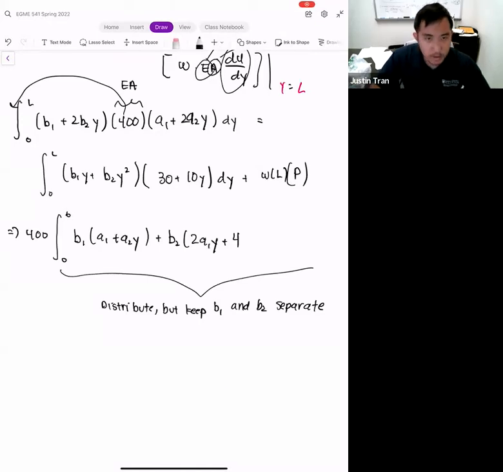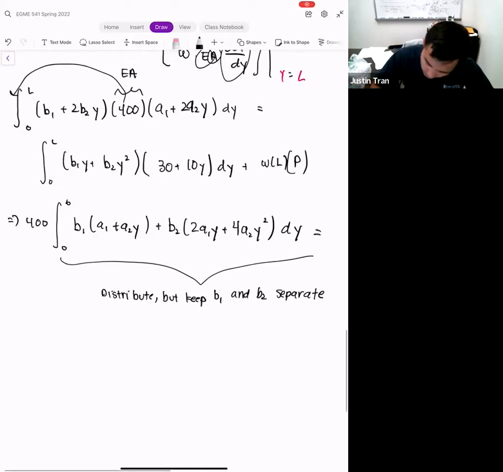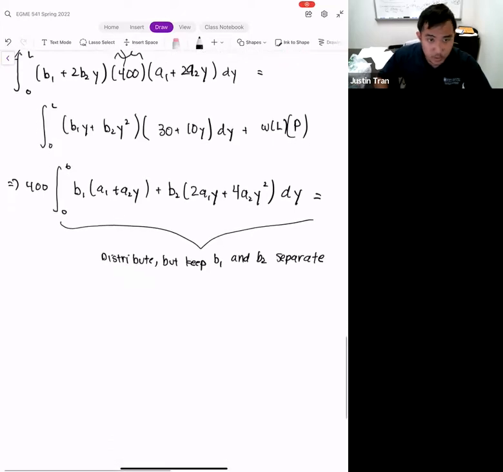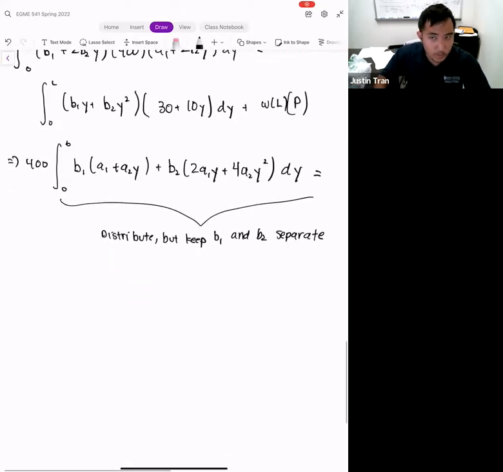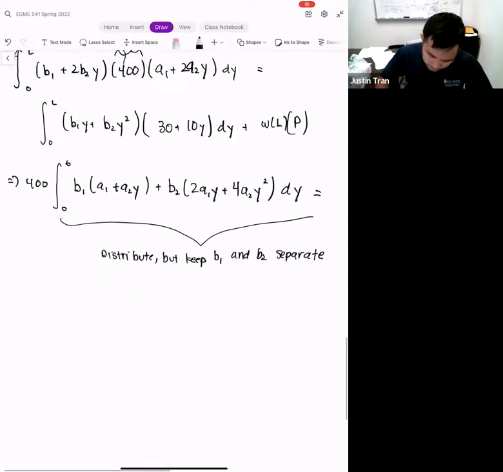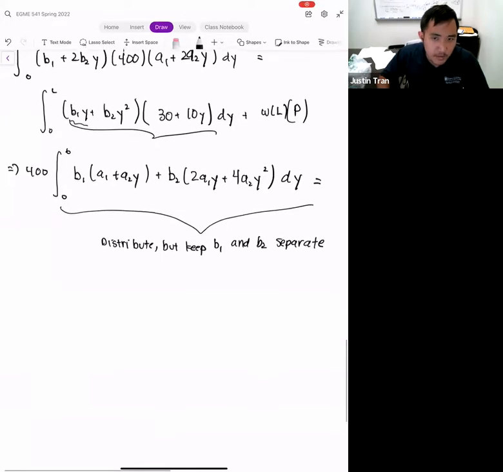All right, so it's 2 A1 y plus 4 A2 y squared dy. I distributed it through, but I kept the B1 and B2 separate. This equals 2, and I'm going to do the same thing with the body force term integral. I'm going to distribute these two terms together, but keep B1 and B2 separate, just because it's going to save us some work in the end.